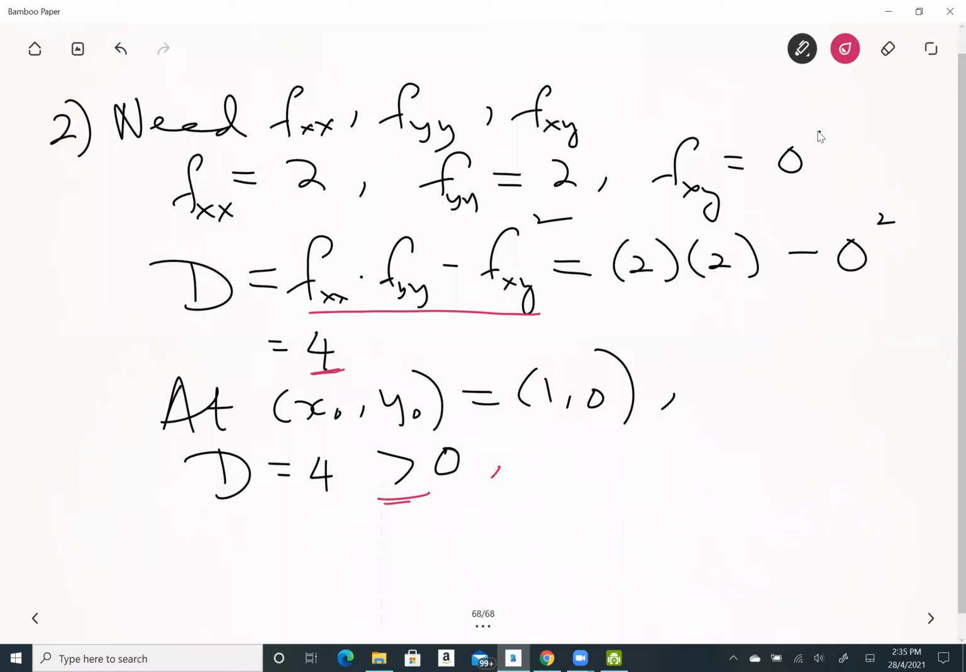So D bigger than 0, we know, okay? You may have a maximum and you may have a minimum. It will not be a saddle point. So in that case, we can proceed.